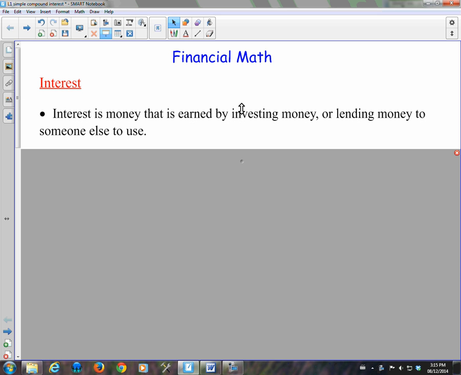So interest is the money that's earned by investing your money in an account or lending money to somebody else to use. When you invest your money in an account, the bank pays you interest to leave your money in the bank. Or you can lend your money to somebody else and they will pay you interest to use that money.